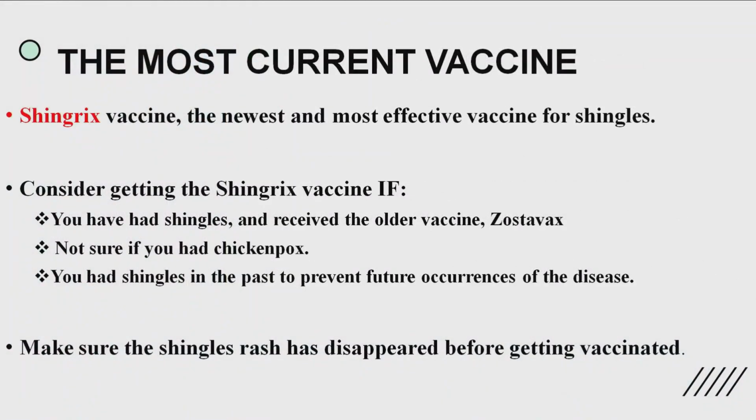Consider getting it. Please listen to this. Consider getting the Shingrix vaccine if you have had shingles, even if you received the older vaccine, Zostavax. Also consider taking Shingrix if you are not sure you had chickenpox, for instance if your mommy or daddy did not tell you that you had chickenpox as a child. Or if you have had shingles in the past, to prevent future occurrence of the disease, it is still very, very advisable that you take the Shingrix.